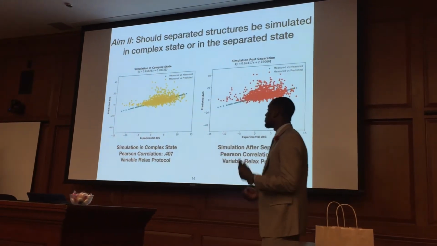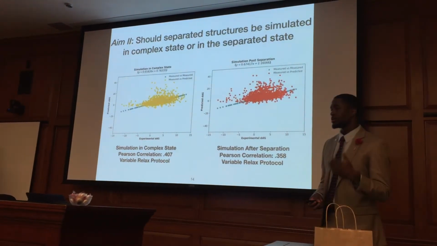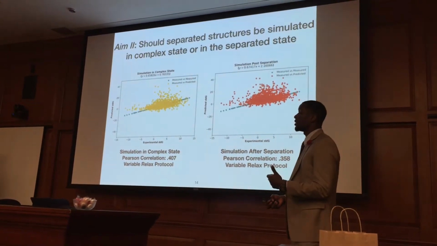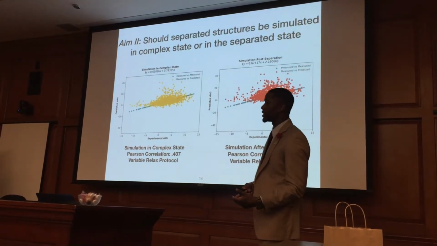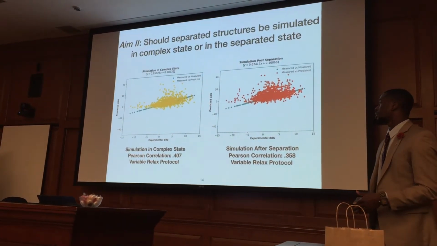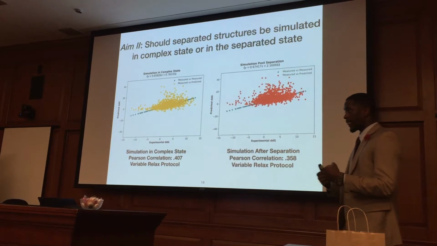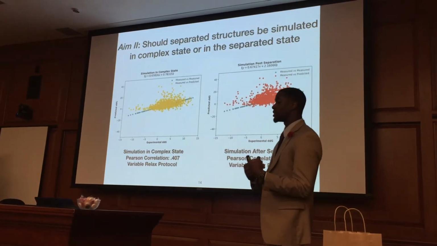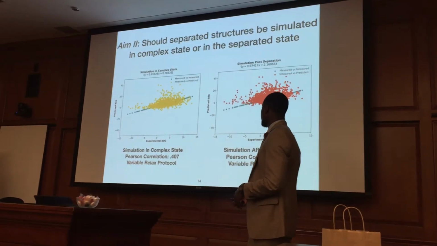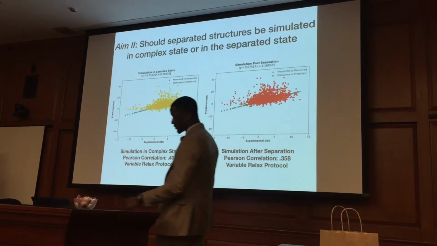We weren't completely convinced, however, so we used the variable relaxed protocol, which also had a decent Pearson correlation overall. We found that, again, the same trend did occur when we simulated the protein structure in this complex state and separated it after. So again, this protocol worked best.